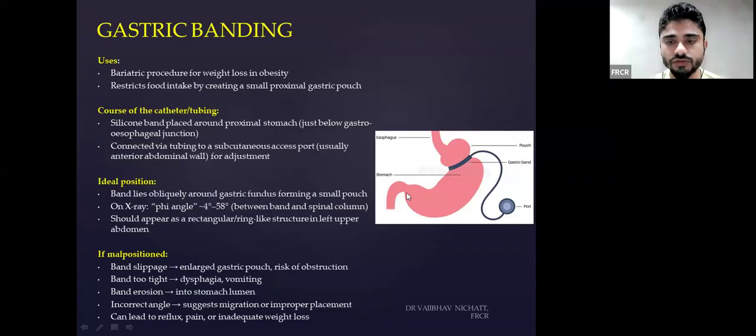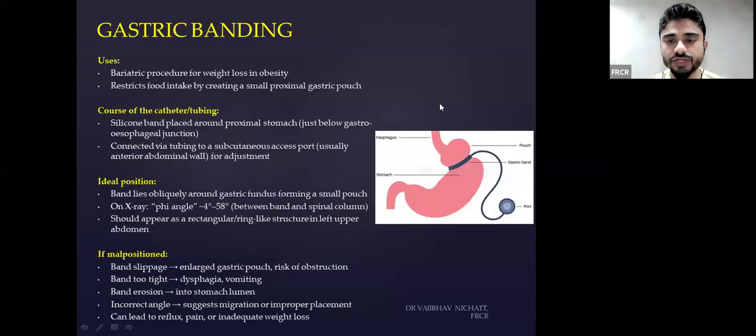Then this is the rest of the stomach. This is the pylorus. This is the first part of the duodenum, the second part of the duodenum, and this is the gastric banding. This is how they will apply the band over the proximal portion of the stomach, where they create a false lumen of the stomach over here.